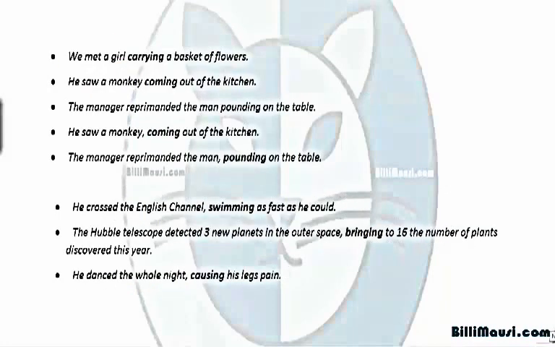Next, we met a girl carrying a basket of flowers. He saw a monkey coming out of the kitchen. The manager reprimanded the man pounding on the table. Again, I think so we did these two sentences in the introductory session. The manager reprimanded the man pounding on the table. Again, here you can see there is a subtle difference between these two sentences because of this comma. We'll discuss this in depth.